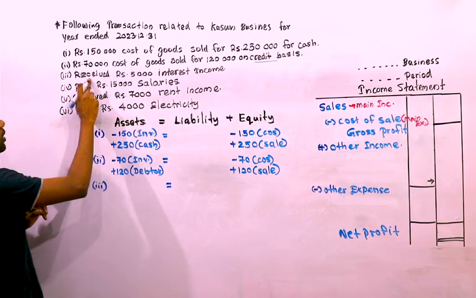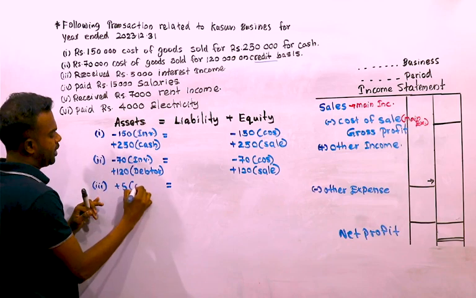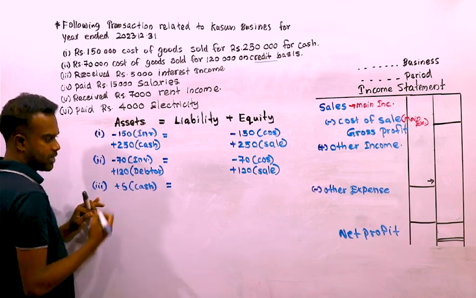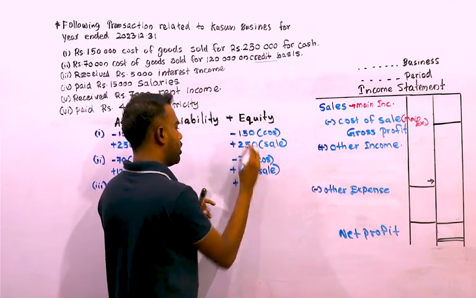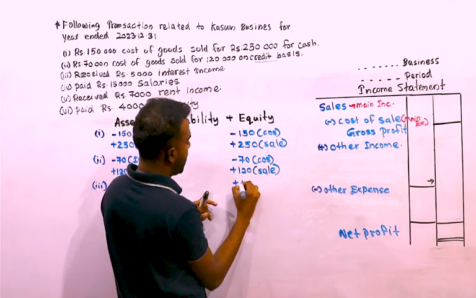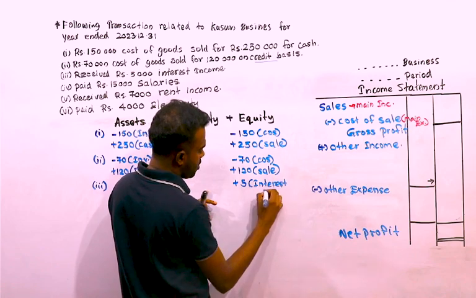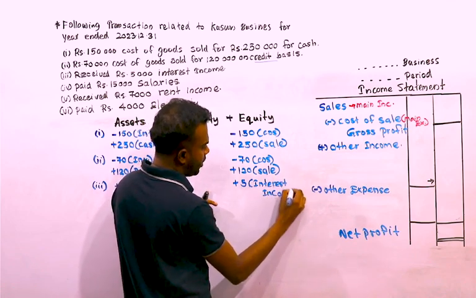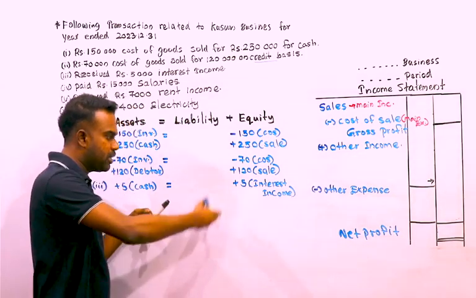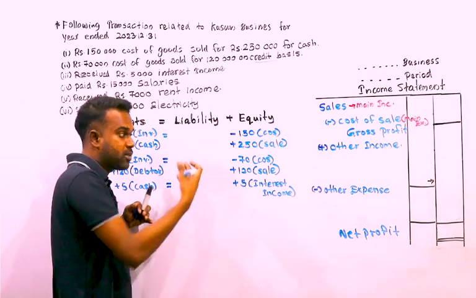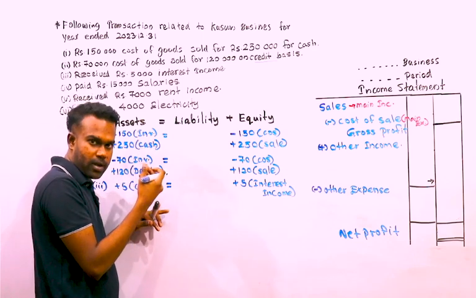Third one, received 5,000 interest income. When receiving cash, the cash asset increases, but it will be an income for the business. Income and expenses are recorded under equity. Income increases the equity. That's why I added it here. Interest, we write down in the brackets, which is very important. Why are we writing in brackets? Because if someone comes here and wants to understand what the transaction is, these words in brackets will help him understand. Clear?